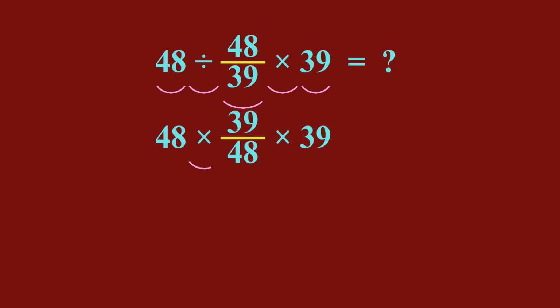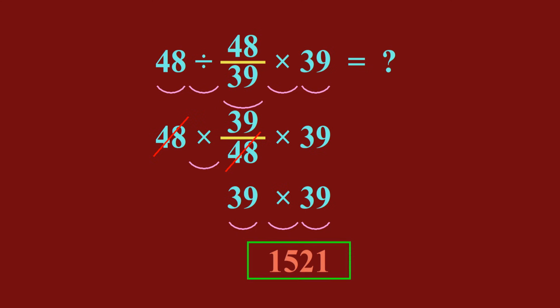First we do this multiplication. We can easily cancel this 48 and this 48, which gives 39. And here again, we have times 39. So here we have this 39 times 39, which equals 1521. And this is our final answer to this problem.